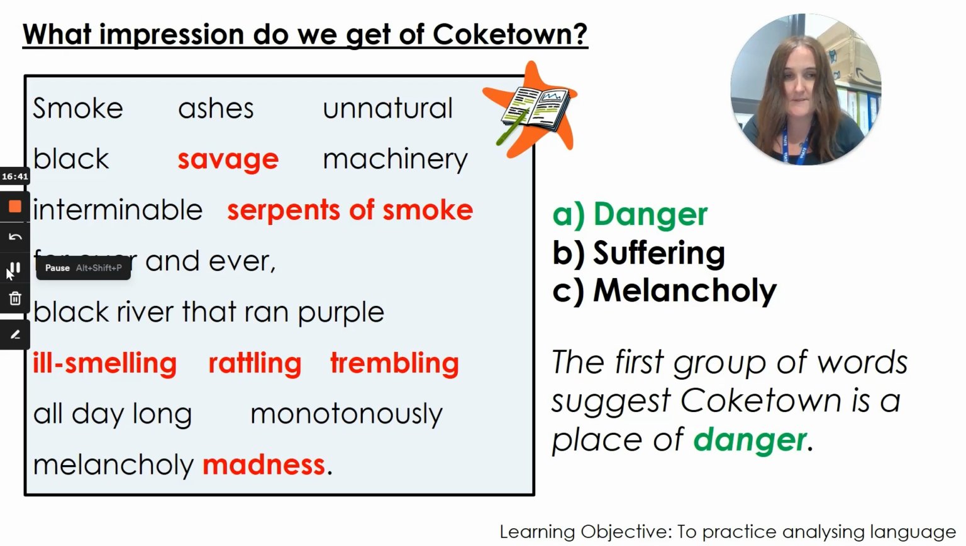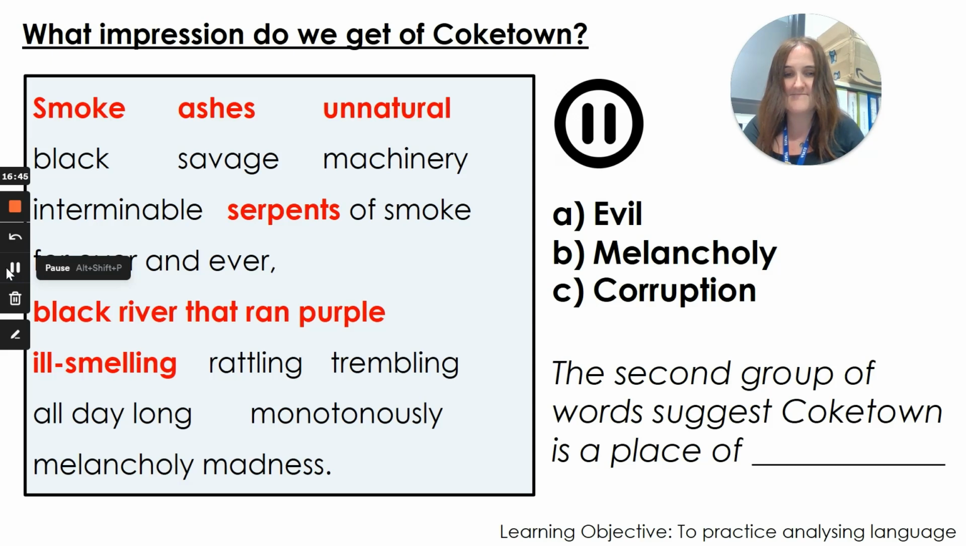Okay, we're going to do the same thing again, but some different words now highlighted in red here. So do we think this second group of words suggests that Coketown is a place of evil, or we could say malevolence, a place of melancholy, or a place of corruption? Off you go.